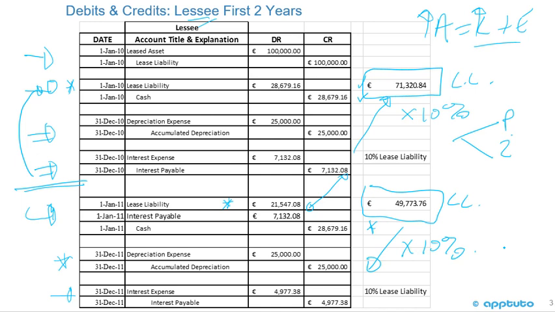And that's it. Those are the debits and credits for a lessee on a finance lease in the first 2 years. Took 3 minutes. It's not in the text. It's a valuable 3 minutes.